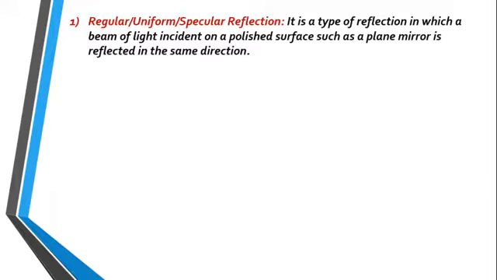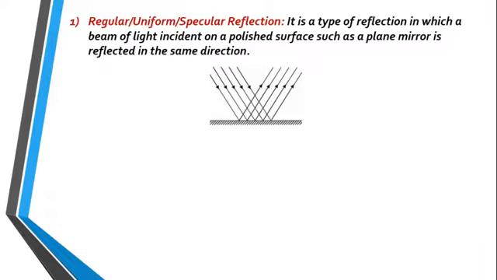The first one is what you see on your screen. It is known as a regular or uniform or specular reflection. What do we mean by this kind of reflection? This is a type of reflection in which a beam of light incident on a polished surface, such as a plane mirror, is reflected in the same direction. The diagram is illustrated below.